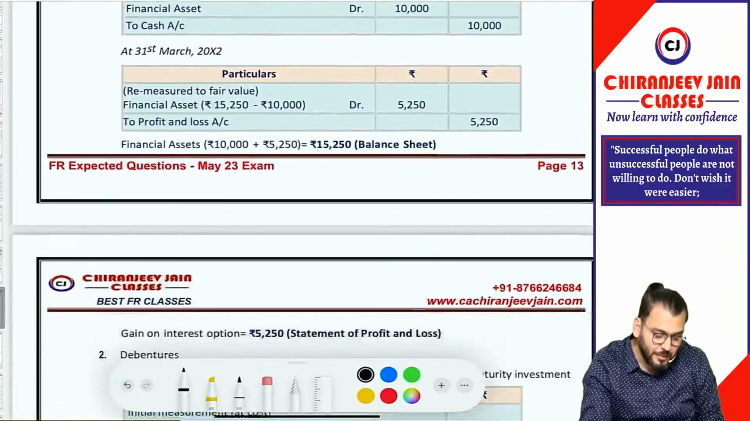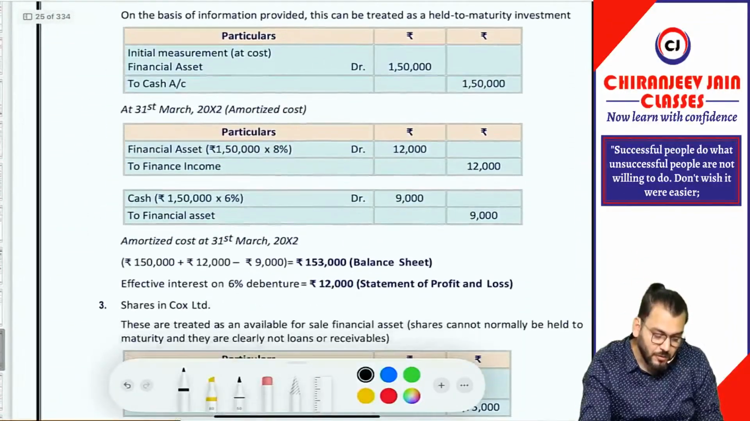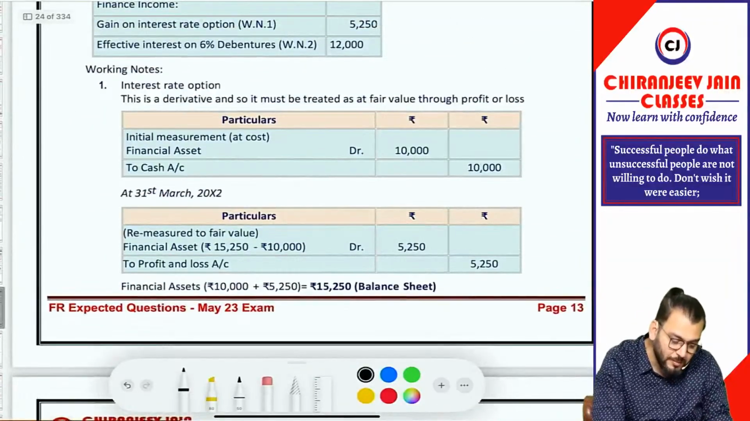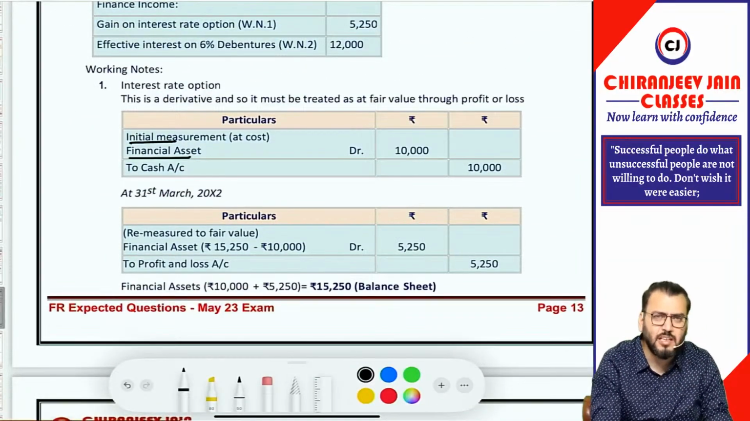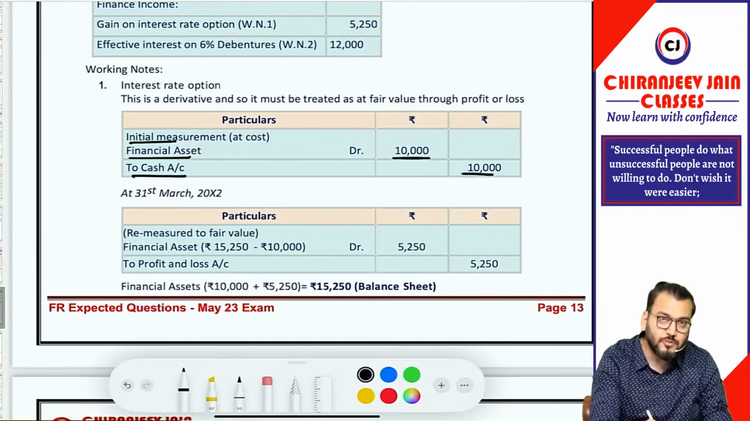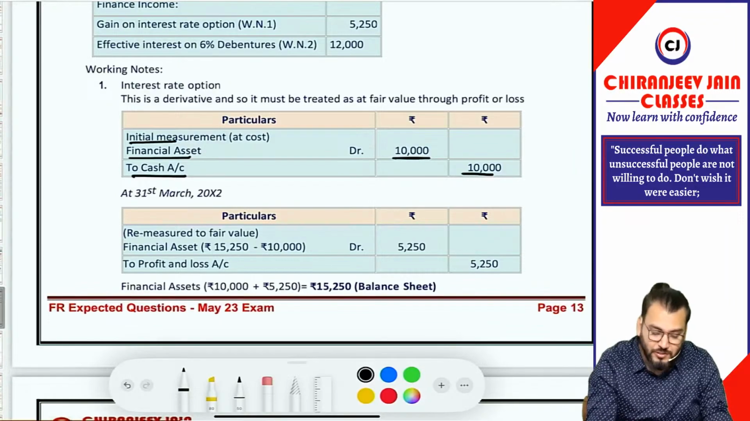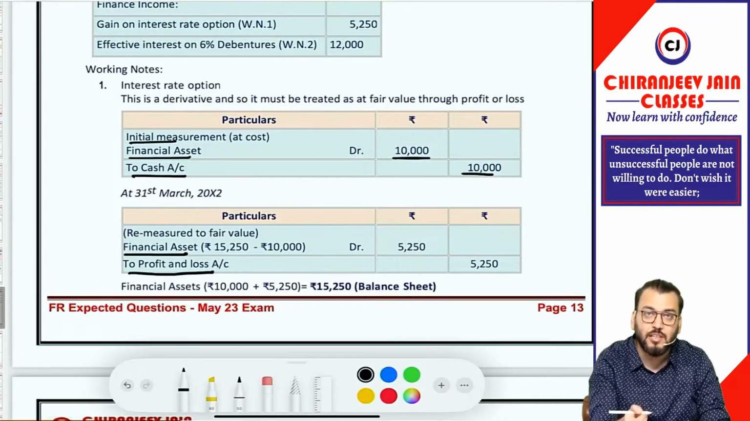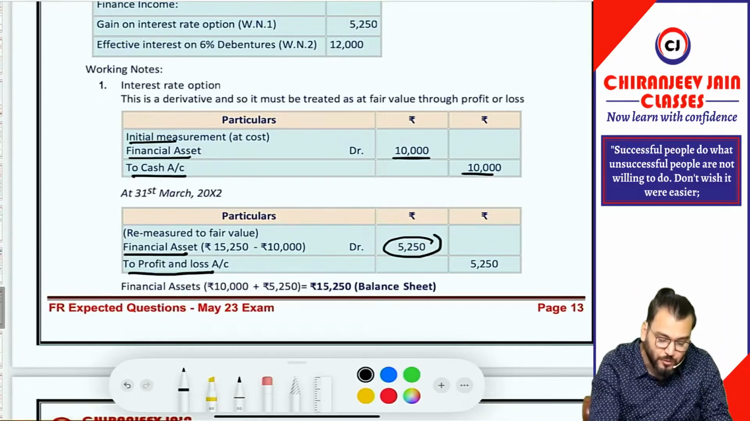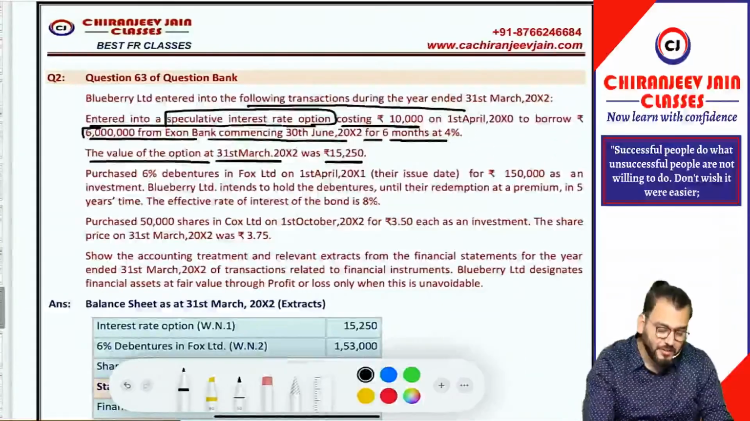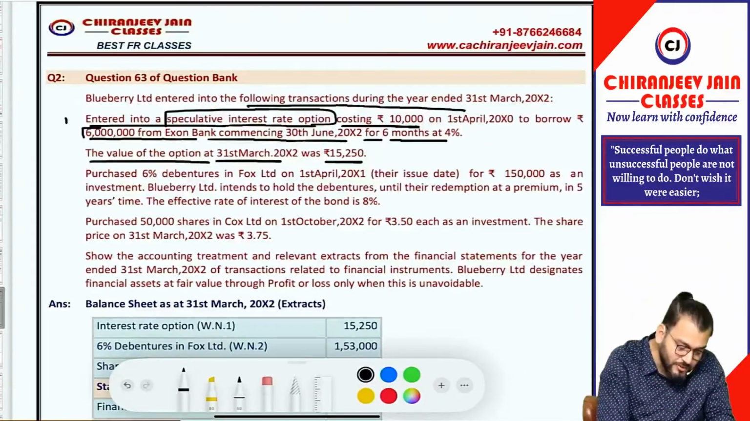So you can see what journal entry they have given. Let's check, everyone. For the initial measurement: financial asset, or you can say derivative financial asset, debit to cash or bank 10,000. Then subsequent recognition on the reporting date: financial asset debit to fair value gain, and the fair value gain will be transferred to P&L, that is 5,250. Understood? Correct? Then what about the second transaction? This was the first transaction.